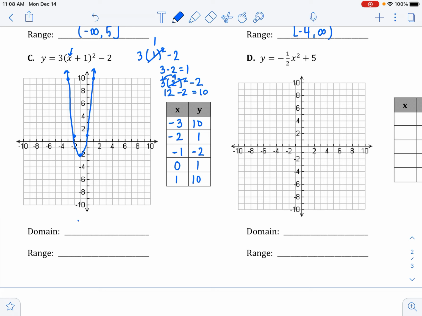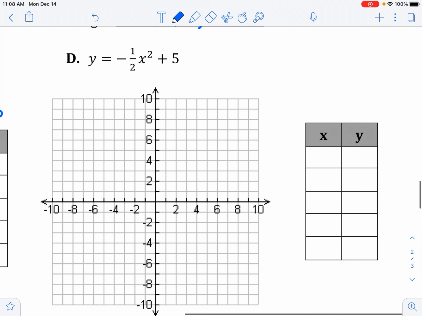All right, my x values go on forever and ever in both directions. So my domain's all real numbers, -infinity to +infinity. And then my range, the lowest my graph goes is -2. The highest it goes is arrows, so it goes on forever. So that's bracket -2, comma, infinity.